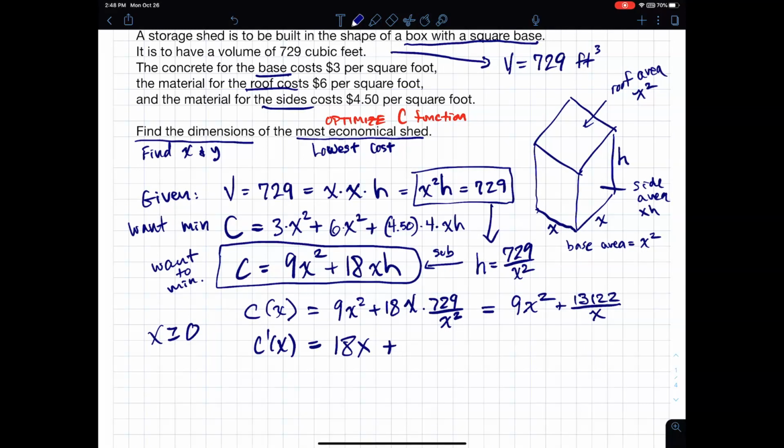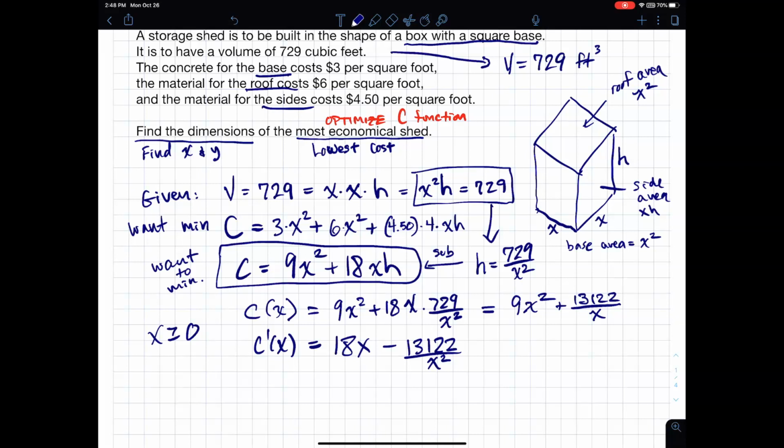And when x is in the bottom of the fraction, that's like it's to a power of -1. I can use the power rule. The -1 comes out front, so actually I shouldn't have written a plus, leaving me with minus 131,22. And then the power on the x goes from a -1 to a -2, so that means this is divided by x squared. So there's my derivative function.